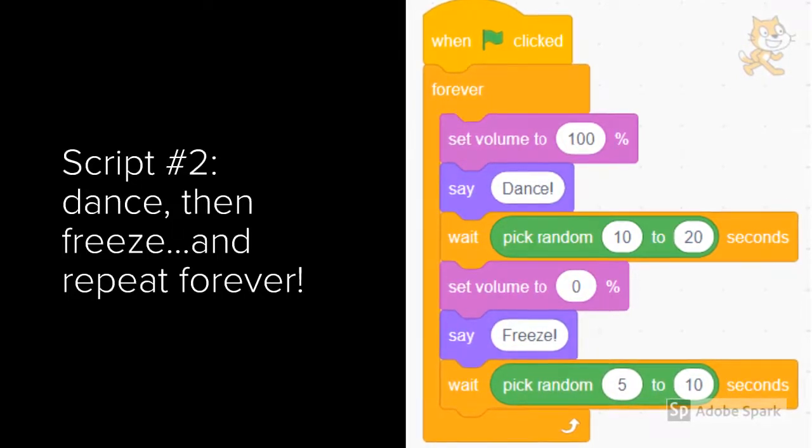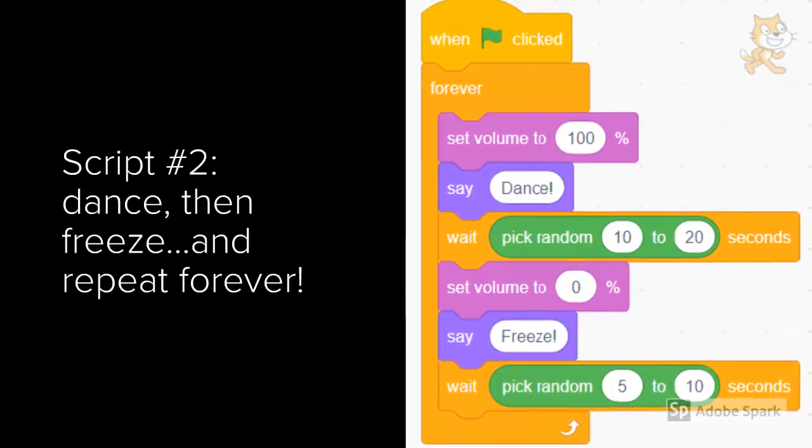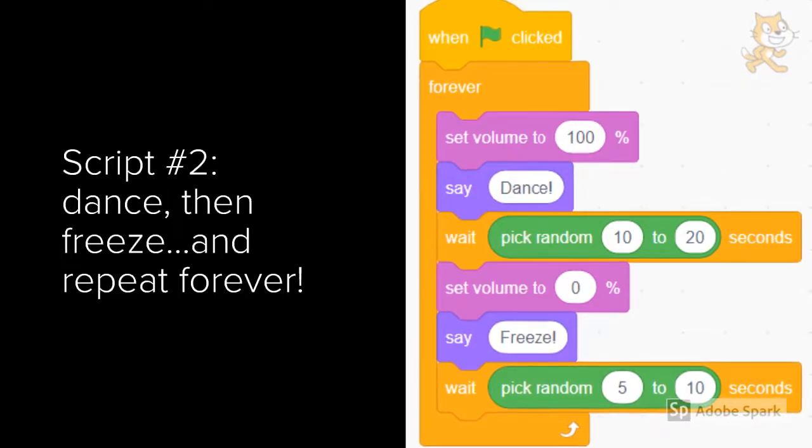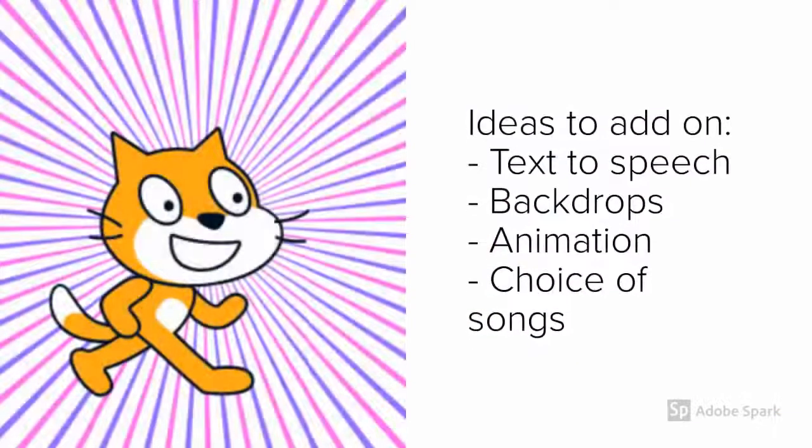So it turns the volume all the way up and tells you to dance for 10 to 20 seconds, then turns the volume all the way down and tells you to freeze for 5 to 10 seconds, and that repeats forever. If you choose to also make a freeze dance game, there are tons of ways you can extend this and make it your own.